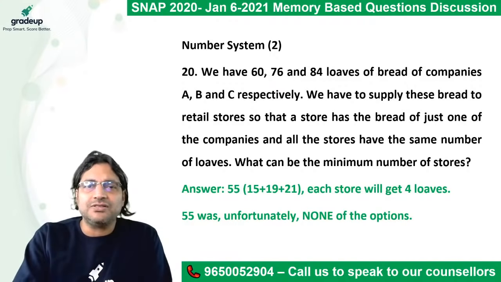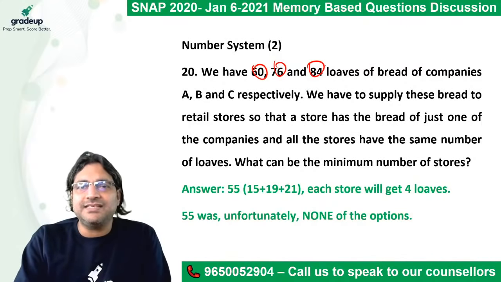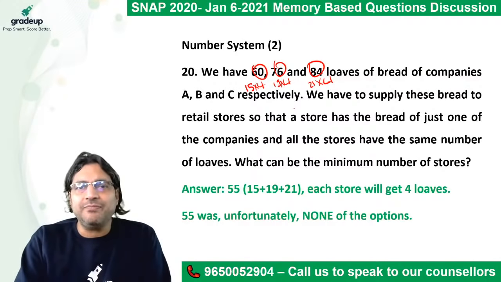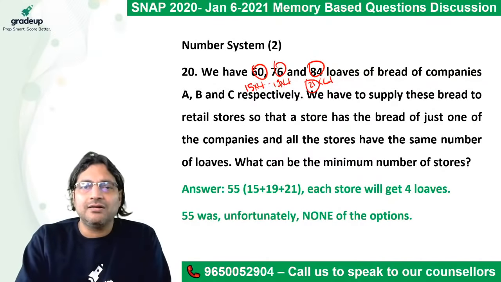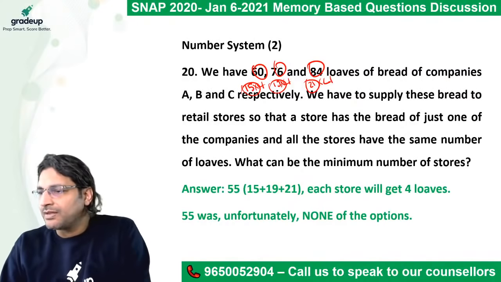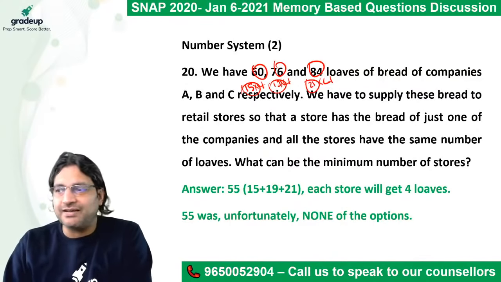Look, this was very simple. What is the HCF of these 3? HCF is 4. This is 15 into 4, 19 into 4, and 21 into 4. So what will be the minimum number of stores? 21 plus 19 plus 15 has to be 55. Why would it be a number other than 55?